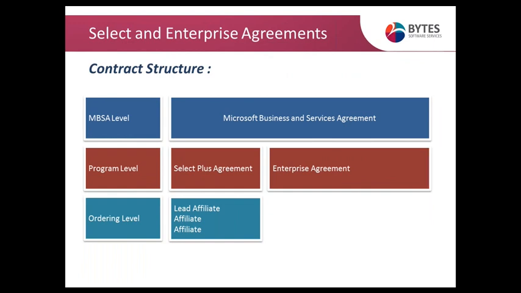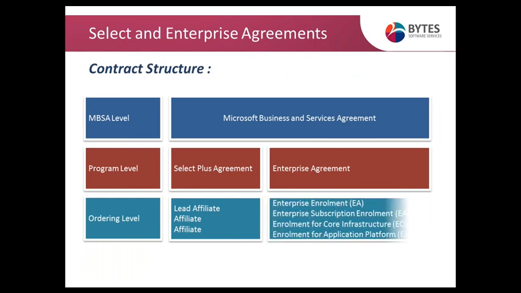If we look at the Enterprise agreement, then there's an Enterprise agreement master document that we need to sign you up to, and under that we can have this range of Enterprise agreements: so the Enterprise Enrolment, the Enterprise Subscription Enrolment, the Core Infrastructure, and the Application Platform Enrolment.